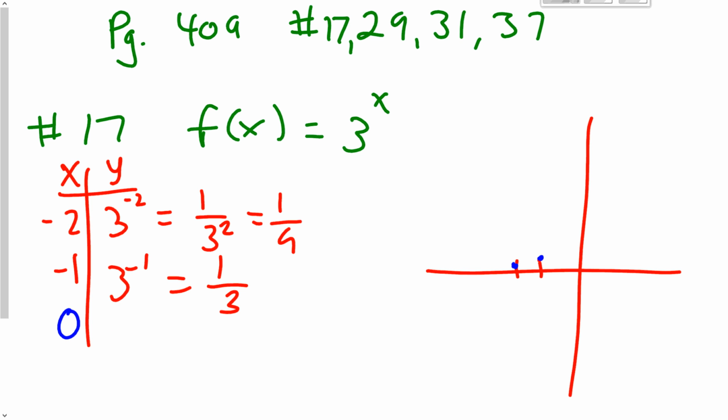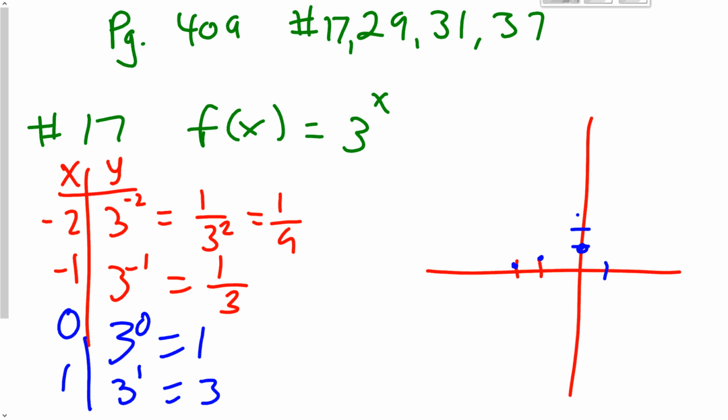At 0, anything raised to 0 is 1. At 1, 3 to the 1 is 3. So at 1, I'm at 3. And then 2 would be 3 squared, which is 9. I'm not going to graph that one, so way up high. So we can see that it's not going to cross 0, and it's totally increasing from left to right.